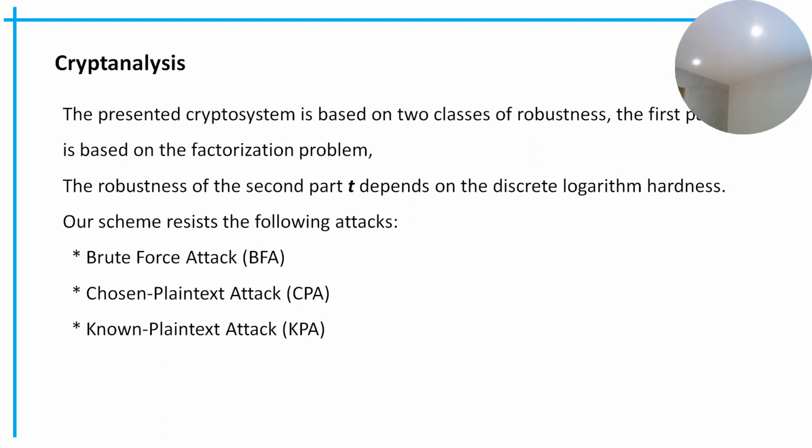The present crypto system is based on two classes of robustness. The first part, C, is based on the factorization problem. The robustness of the second part depends on the discrete logarithm hardness. Our scheme resists the following attacks: brute force attacks, chosen plain text attack, and known plain text attack.